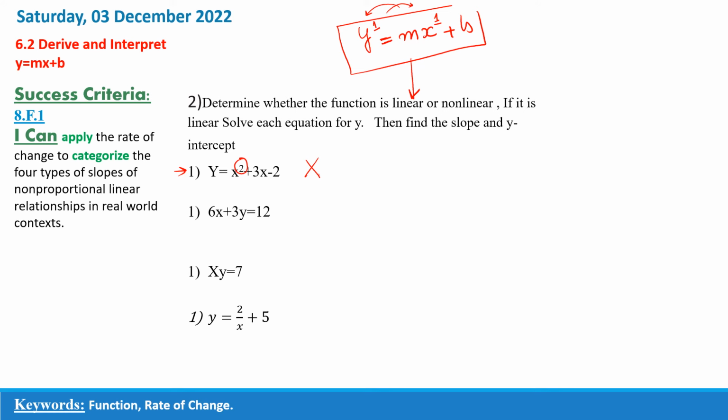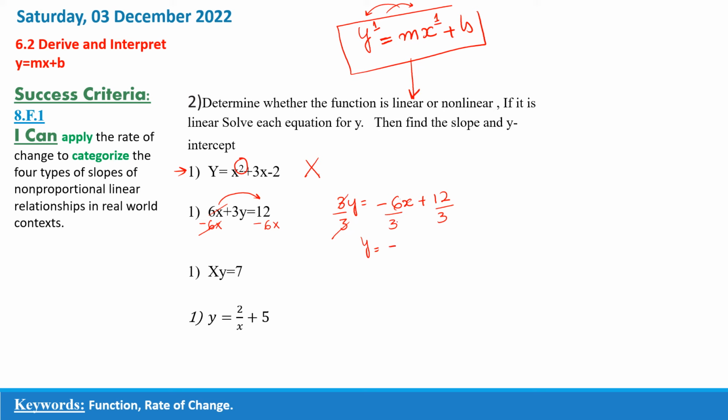Now look at the second equation. Bring the 6x on the other side. So you will write negative 6x here and on the other side also negative 6x. Cancel 6x and 6x. You will get 3y equals, first write the negative 6x and then plus 12. Now divide all by 3.